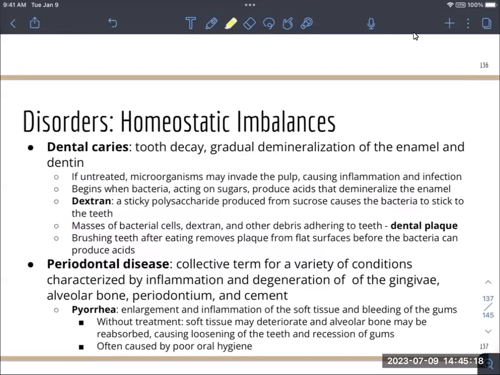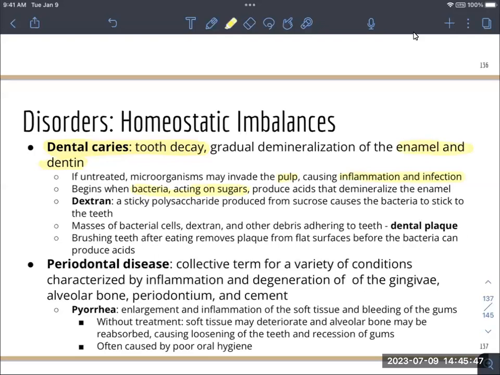So dental caries or tooth decay. This is where the teeth demineralize, and it usually affects the enamel first, and then it goes into that dentin. So if it does not get treated, this is where different microorganisms can actually invade the pulp, the inside of the tooth. Can cause inflammation and infection.